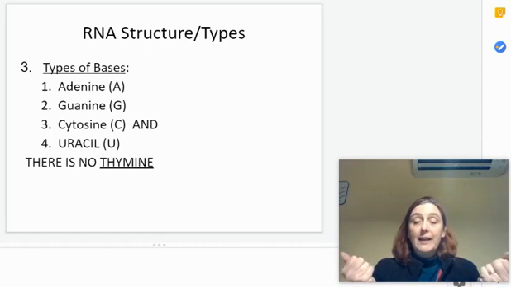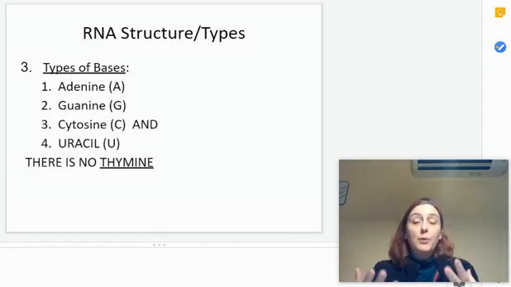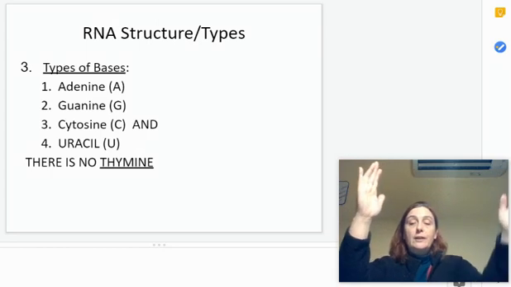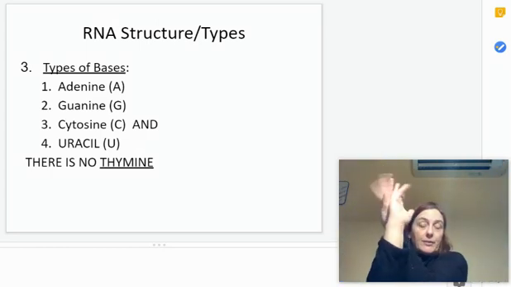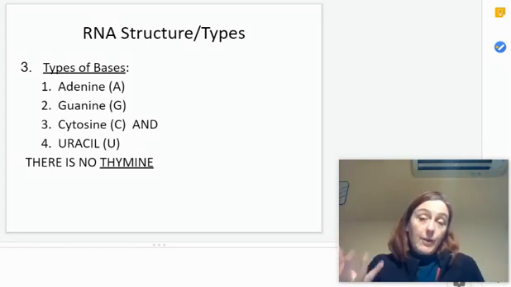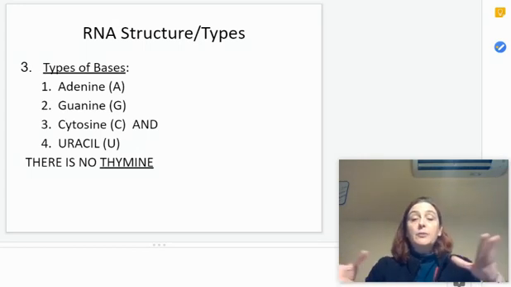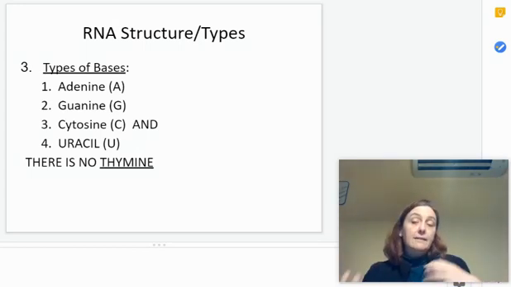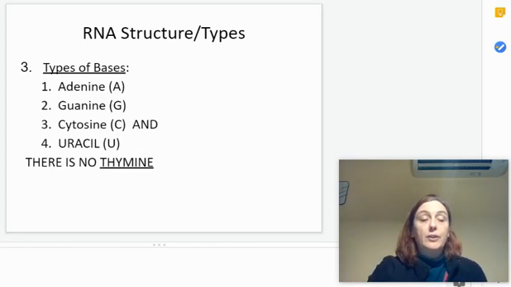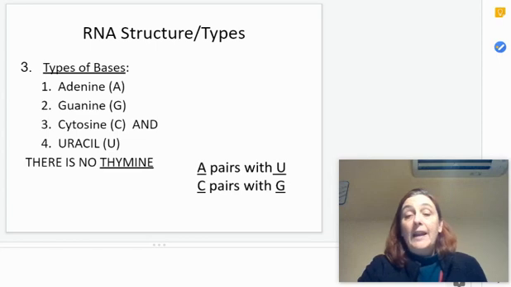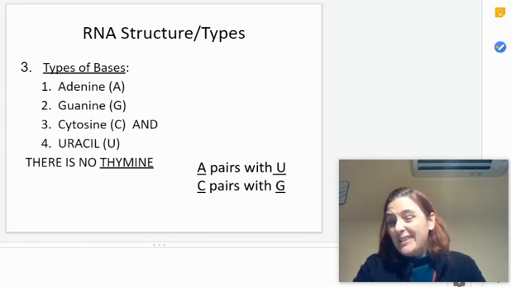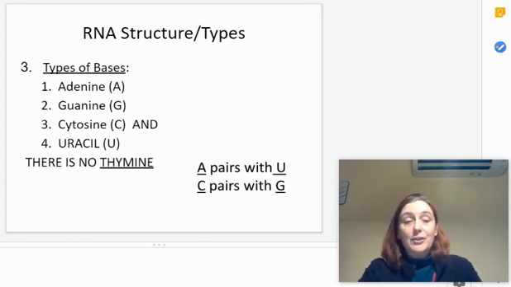DNA and RNA, both nucleic acids, both made of strands of nucleotides, both have circles, pentagons, and rectangles, but RNA is only single-stranded while DNA is double-stranded wrapped around each other. RNA has ribose, DNA has deoxyribose, and finally, instead of T, which is in DNA, there's a U in RNA. A matches with U, just as it did with T, and C matches with G.